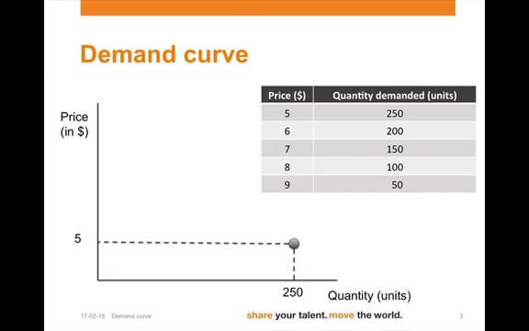At $5, the quantity is 250. At $9, the quantity demanded is 50. We can put in all the individual dots. For example, at a price of 7, it's 150. To conclude the demand curve, we draw a line through all the dots that we found. We have now constructed the demand curve.